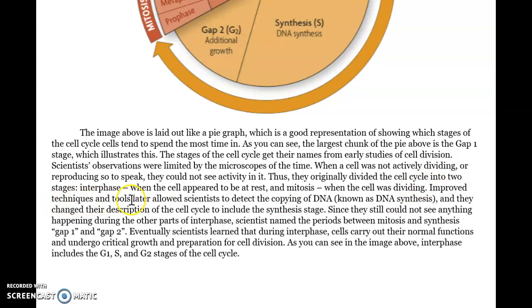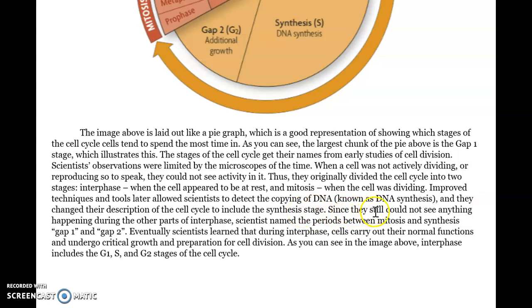Improved techniques and tools, and tools are a form of technology. We have to understand that technology is not just cell phones and internet and electricity. Technology is any advancement, and tools helped advance our civilization. So tools or technology allowed scientists to detect or see copying of DNA. They were actually able to see DNA being copied, which is known as DNA synthesis. To synthesize means to build, and we're building DNA. And they changed their description of the cell cycle to include the synthesis stage.